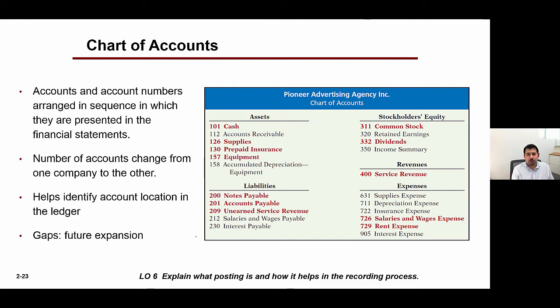Now the number of accounts depends on the level of detail the management wants. So for example, you might have one account for utilities, or separate accounts for utility expenses such as gas, electricity, and water. It also depends on the size of the company. So you don't expect a company like Procter & Gamble or Walmart to have the same number of accounts as a small company.